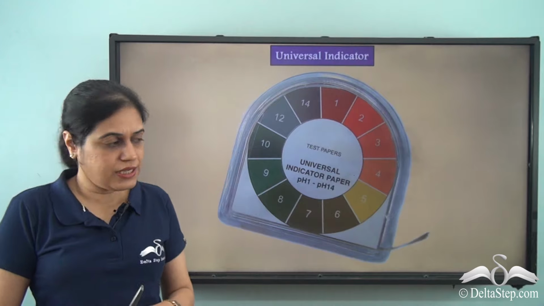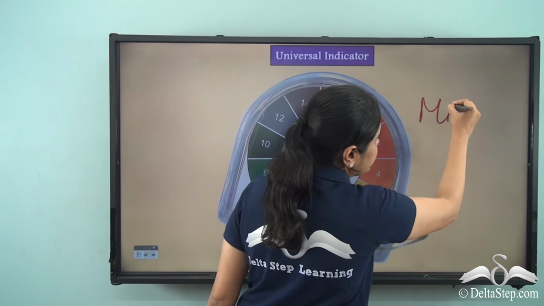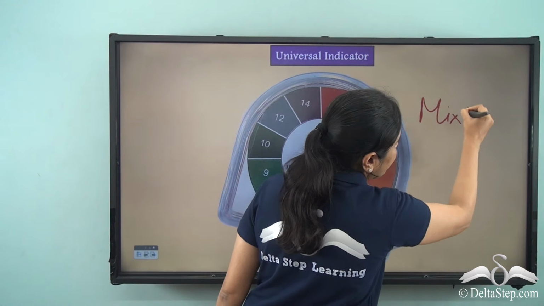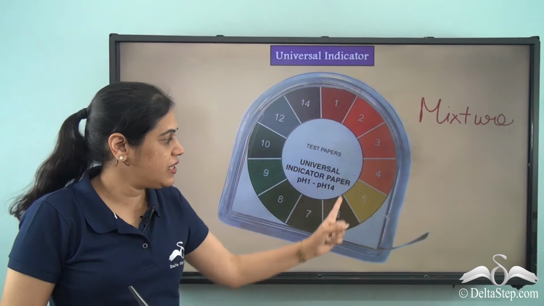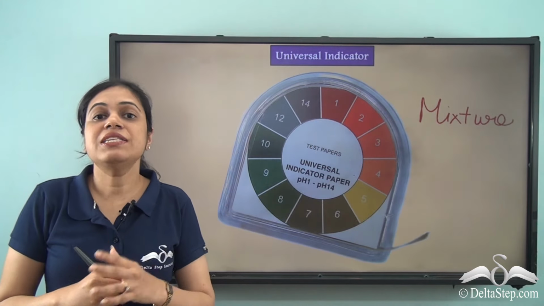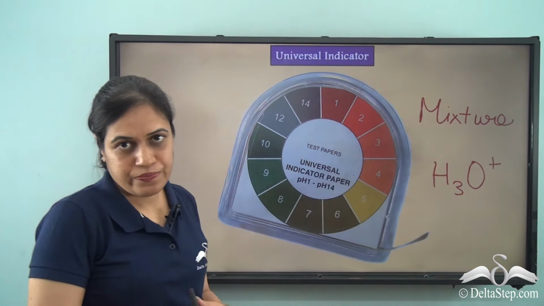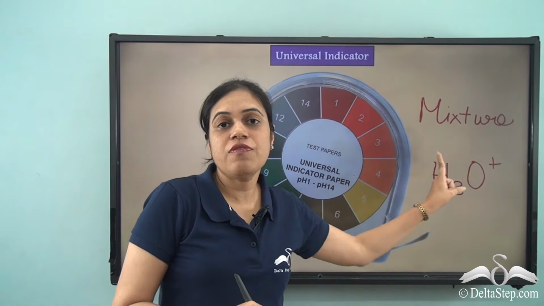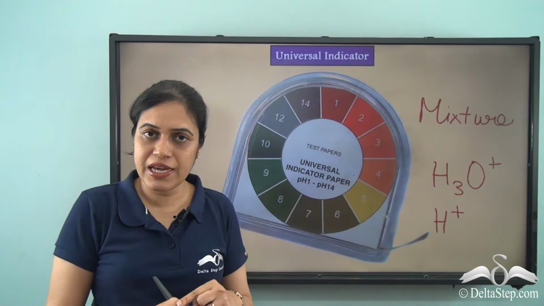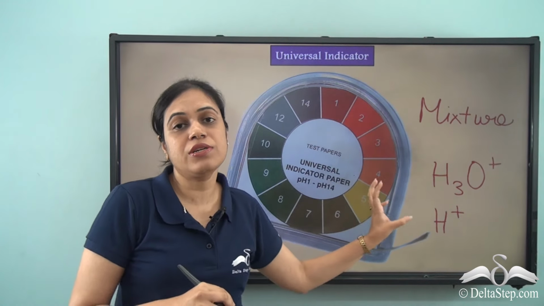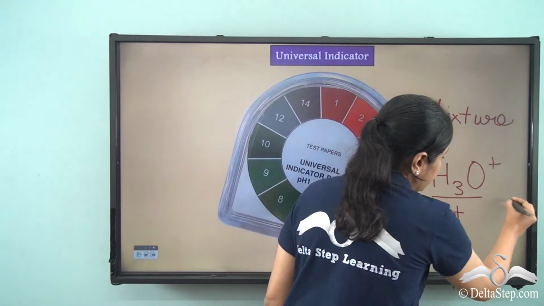So, what is a universal indicator? A universal indicator is a mixture of several indicators. In this universal indicator, we get different colors depending on the concentration of hydronium ions in a solution. We know that an acid contains H plus ions, but in a water solution, when it mixes with H2O, it forms hydronium ions, which is H3O plus ions.